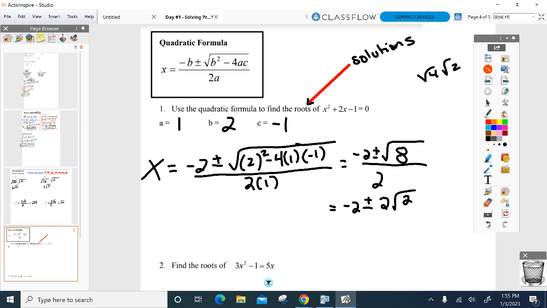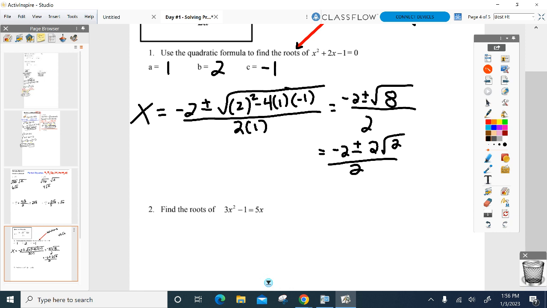Everyone's good. Just replace it over 2. That's not simplified yet. The radical is, but your fraction's not. Here's how we're going to end it with quadratic formula. We are going to separate, see the plus and minus? We're going to separate it into 2 fractions.